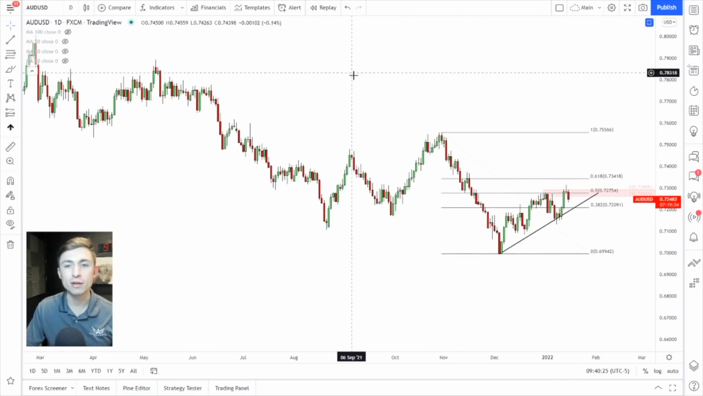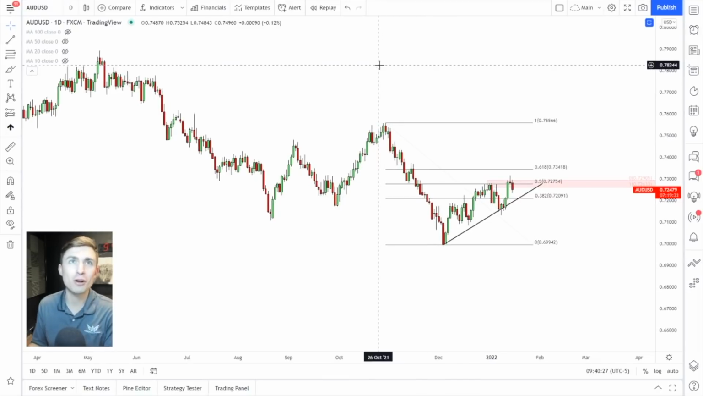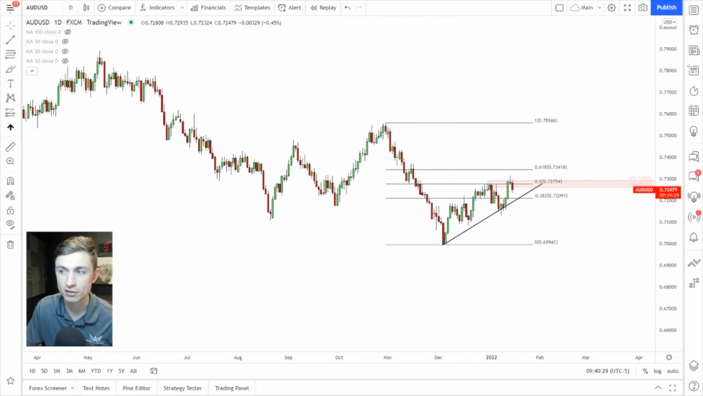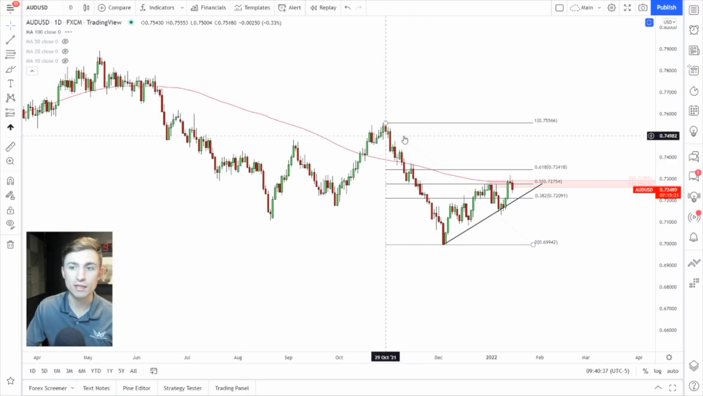So if there is failure, don't count the dollar out just yet. If we do see a breakout here to the downside, it's possible we could see something like this. And maybe next week, there are some plays on the Aussie dollar resuming the long-term downward trend that we've seen.